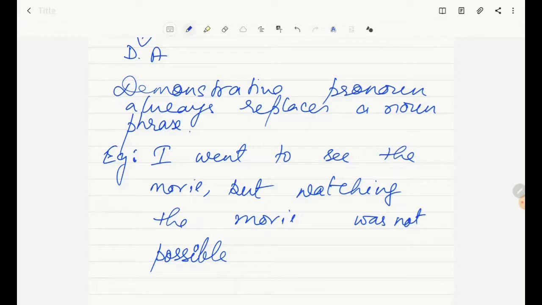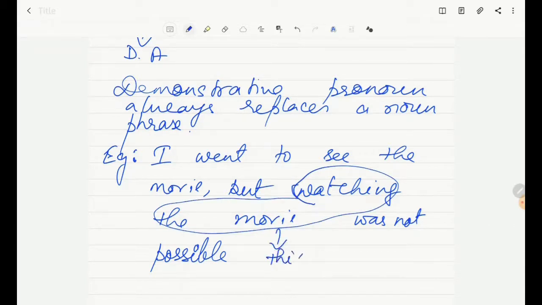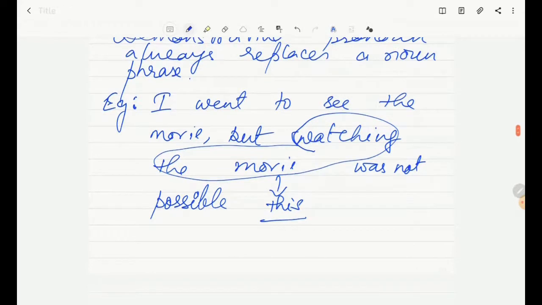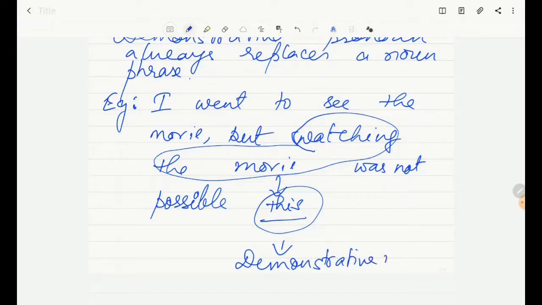Here, how can we replace the noun phrase with the demonstrative pronoun? So how will we replace? But watching the movie. So this whole phrase will be replaced by this. So, I went to see the movie, but this was not possible. So here this is the demonstrative pronoun. This is the demonstrative pronoun in the sentence, and it is replacing the noun phrase, which is watching the movie.